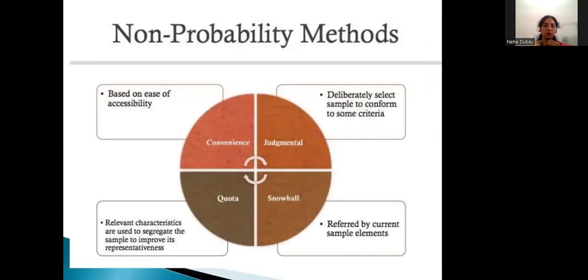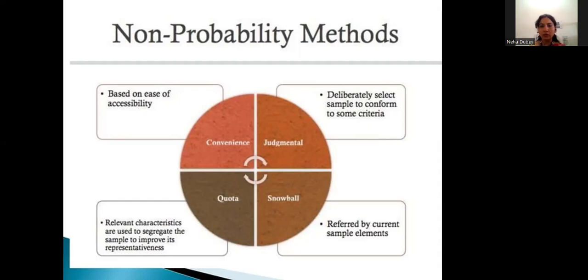There are certain famous or informal non-probability methods based on convenience, judgmental, quota, and snowball. So what is actually the convenience non-probability method? Convenience is based on the ease of accessibility. The researcher can decide how to reach the persons to collect the data, and on this basis it is the convenience non-probability method of sampling.